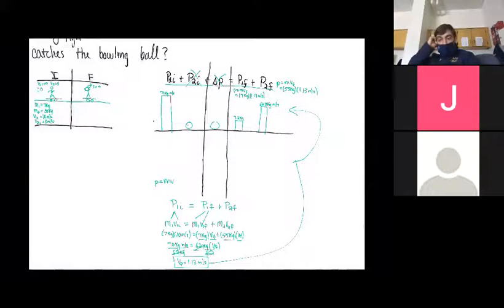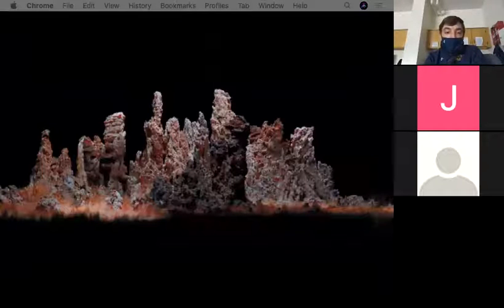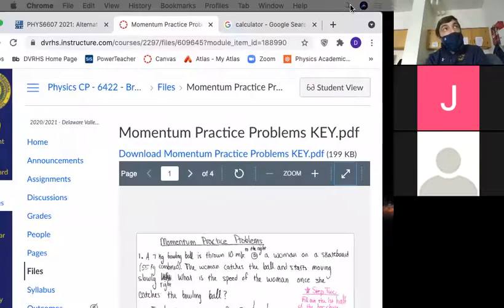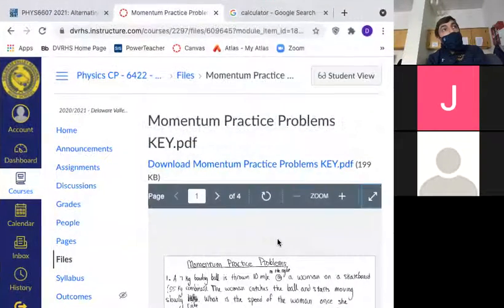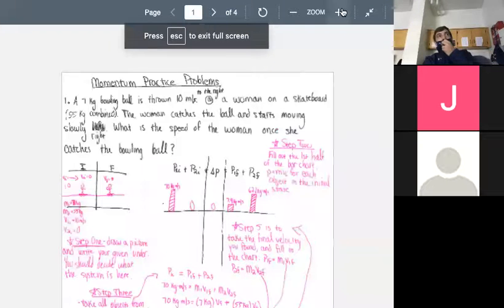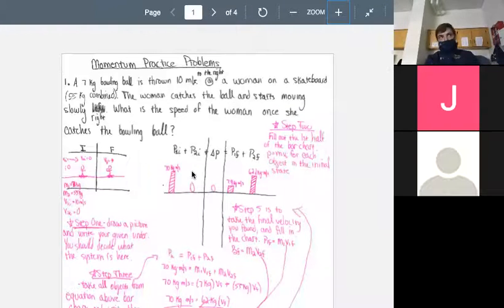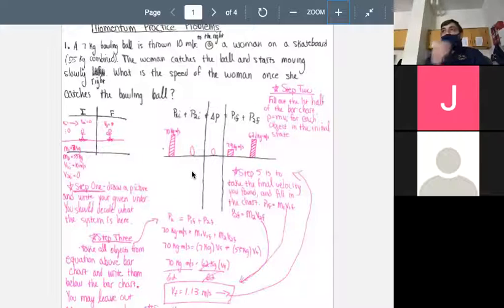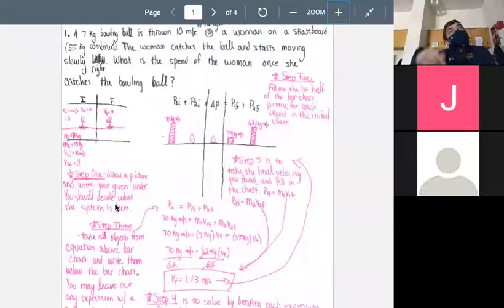Now, what I have put up to help, if I change what I'm showing you guys real quick, is a key in Canvas. I put my step-by-step instructions. So there's 5 steps. Step 1, draw a picture and write your givens underneath. You decide what your system is in this step.